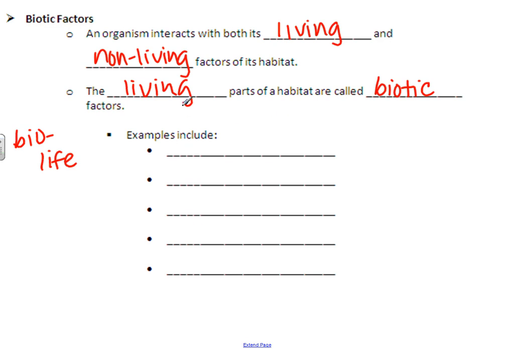Here are some examples of biotic factors, like animals. You can say plants. Let's say grass. Yes, that will be included as a plant. Some kids get confused because grass dies or it's in dirt. But yes, grass is a plant. Also, you have bacteria.